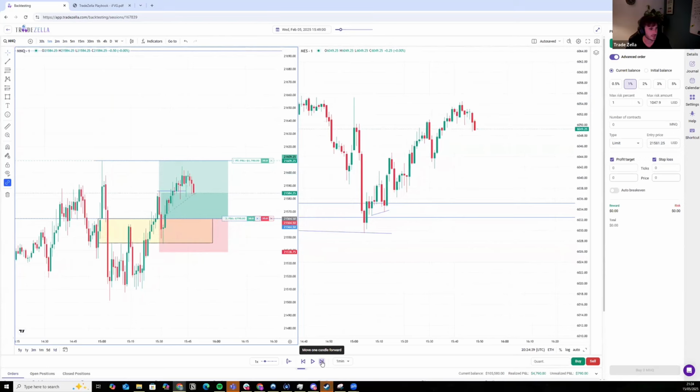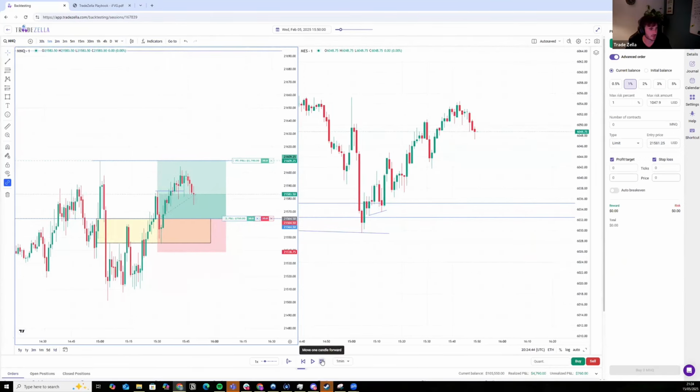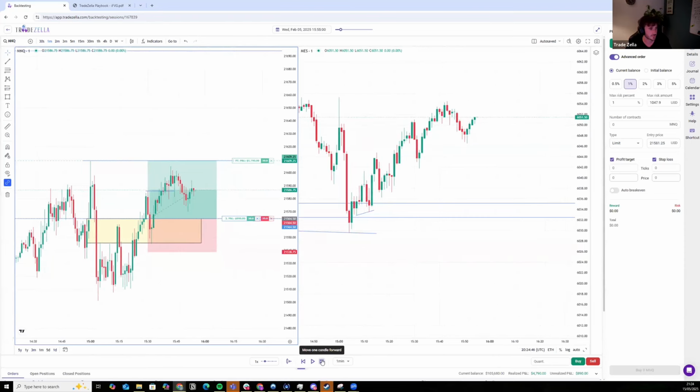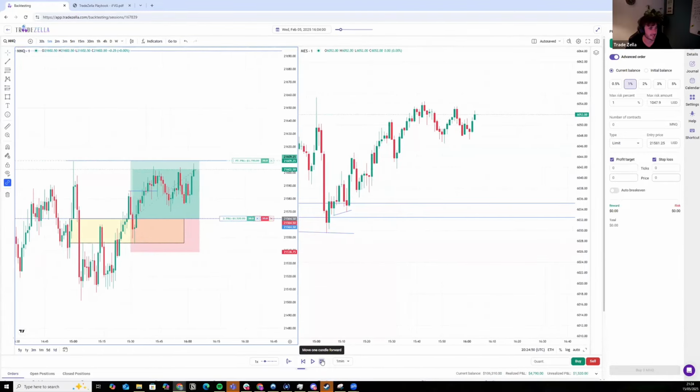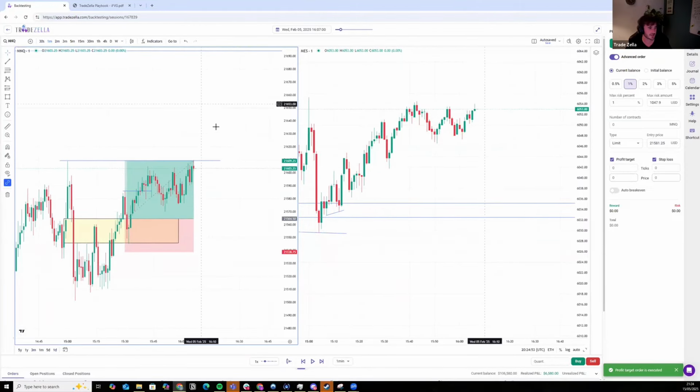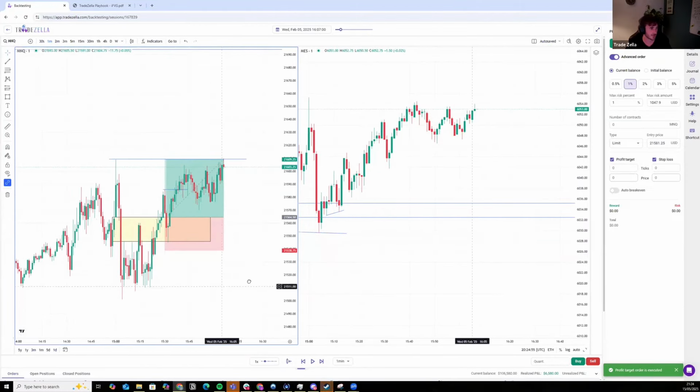Are we going to take it? At this point, when it starts chopping around, it's obviously not in the play, but I would probably take a partial. Come on. Okay, so we get there. That's TP hit on that one. So there we go, that's another good trade.